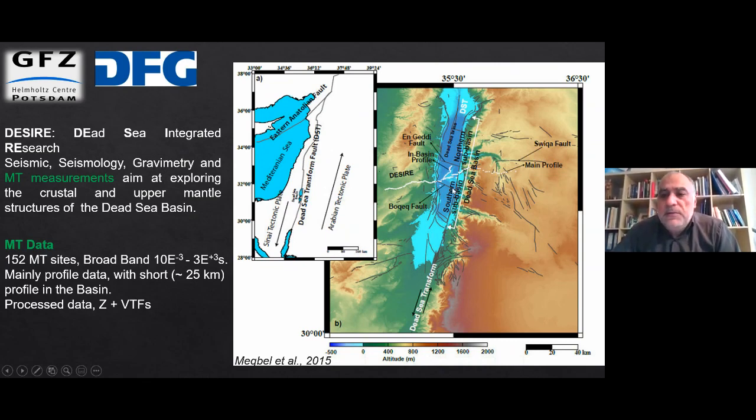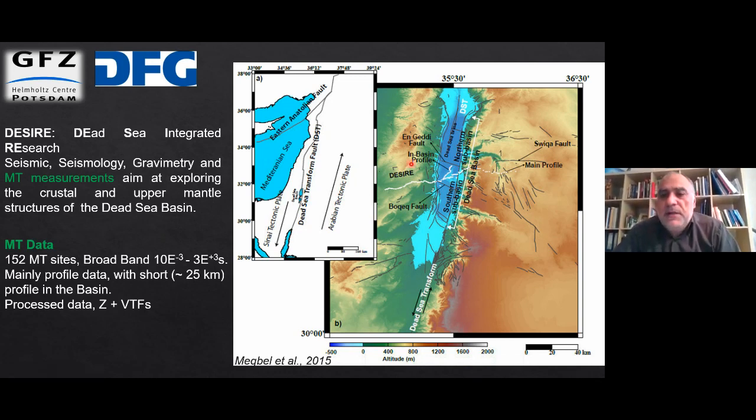At this location of the Dead Sea transform, because it has an opening component, this opening component created the largest pull apart in the world. And this is what we call the Dead Sea basin, as you can see here.